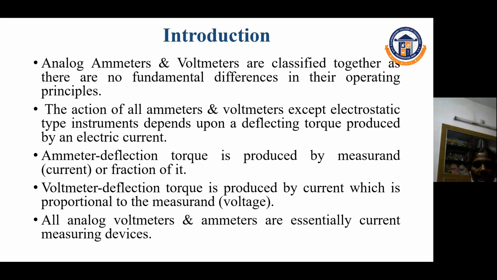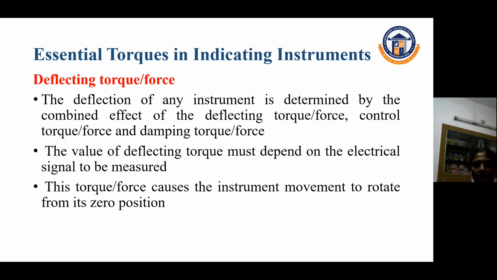So what are the essential tasks in indicating instruments? Usually the analog instruments need some essential tasks. Number one is deflecting torque. So for all the analog instruments, we have the deflecting torque or the force, controlling torque or the force, and damping torque or the force. These three are the essential tasks needed for analog instruments or indicating instruments.